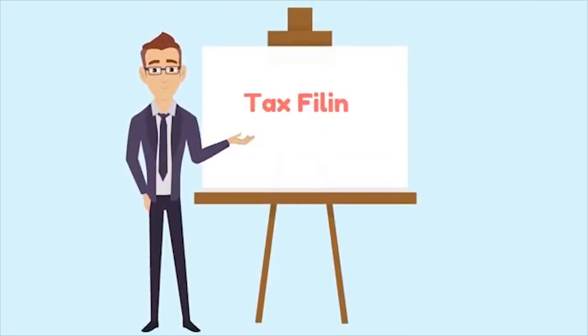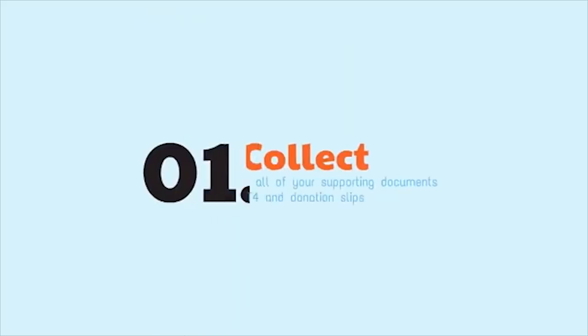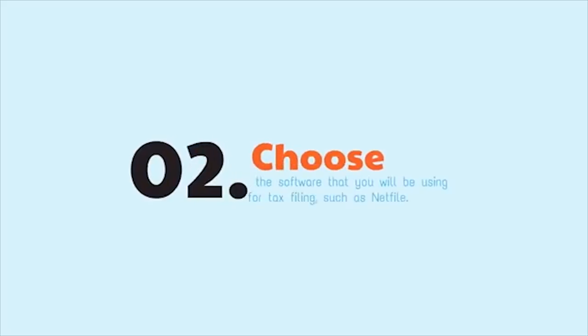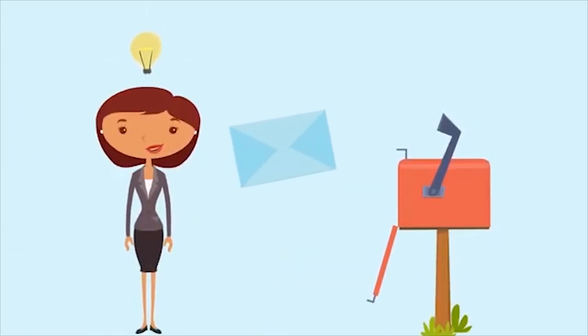To wrap up this video, let's summarize the tax filing process. Step 1. Collect all of your supporting documents, such as your T4 and donation slips. Step 2. Choose the software that you will be using for tax filing, such as NetFile. Remember that you must mail in your tax returns the first time you file them.